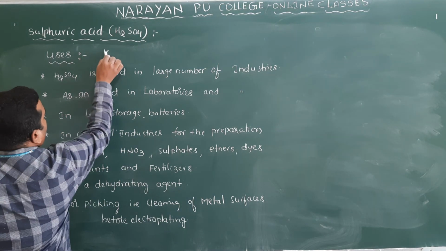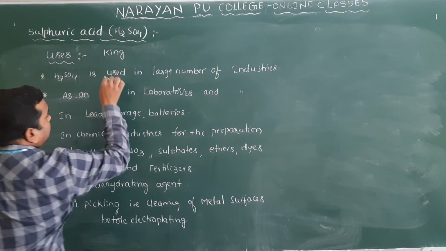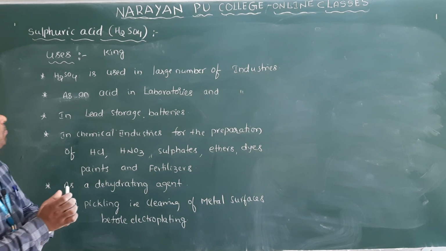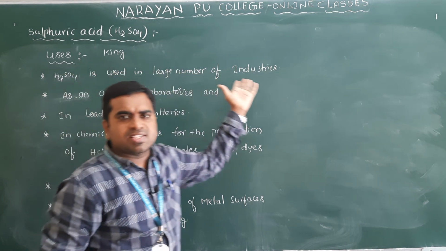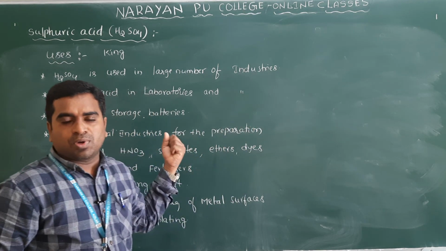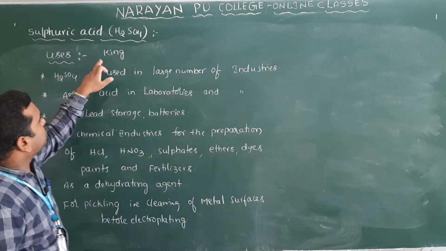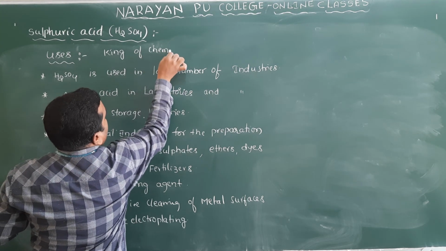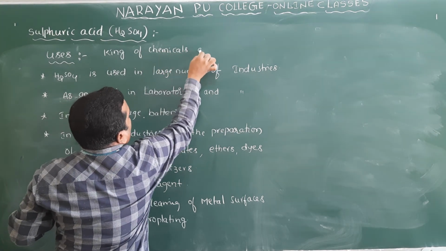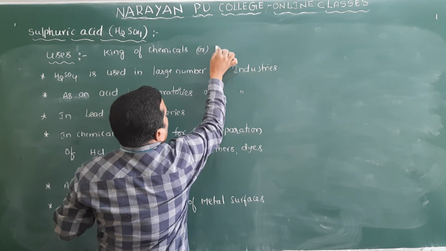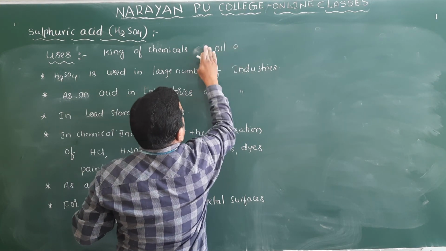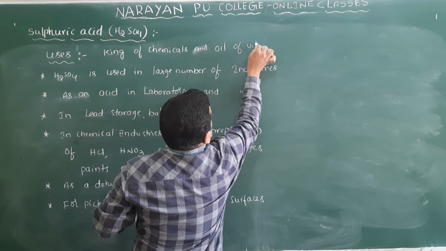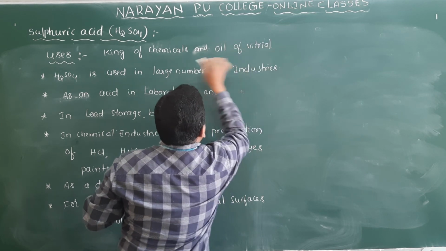The industrial strength mainly depends upon how much sulfuric acid is produced and how much is consumed. Clear? So that's why this is called the king of chemicals, and also called oil of vitriol. Clear? Sometimes they may ask these questions.